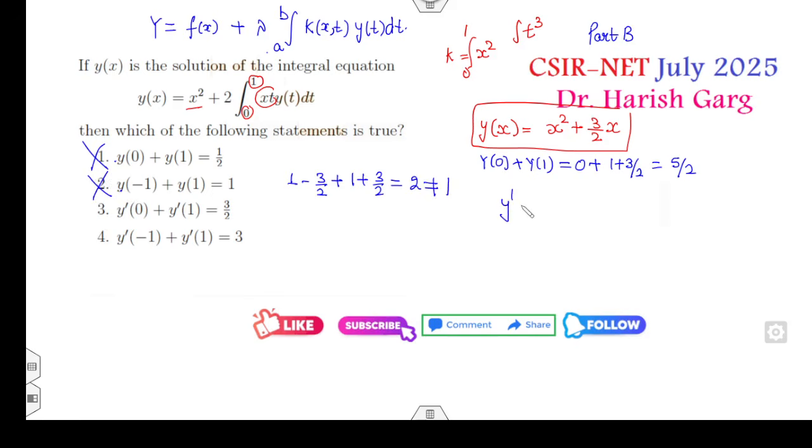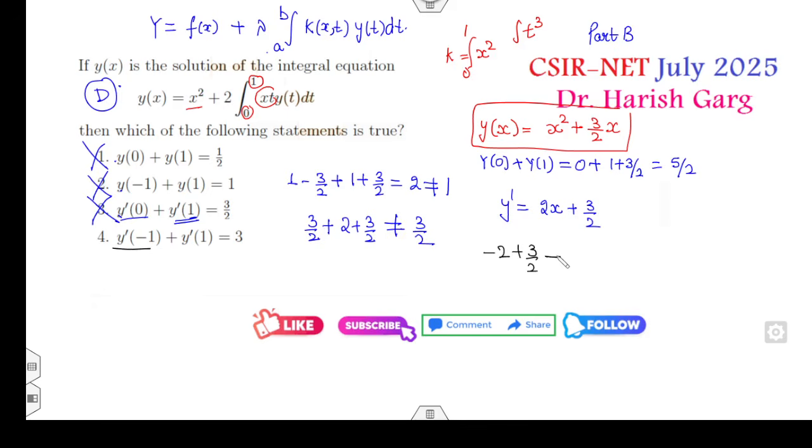Now y dash, can you find the value of the derivative? It is 2x plus 3 over 2. Now y dash of 0 is 3 over 2. y dash of 1 is 2 plus 3 over 2, which is not equal to 3 over 2. So the only option left pending, that is D, is the right answer. But how? The value of y dash of minus 1 is minus 2 plus 3 over 2, and the value of y dash of 1 is 2 plus 3 over 2. The difference will be 3. Yes, so D is the right answer of this problem.